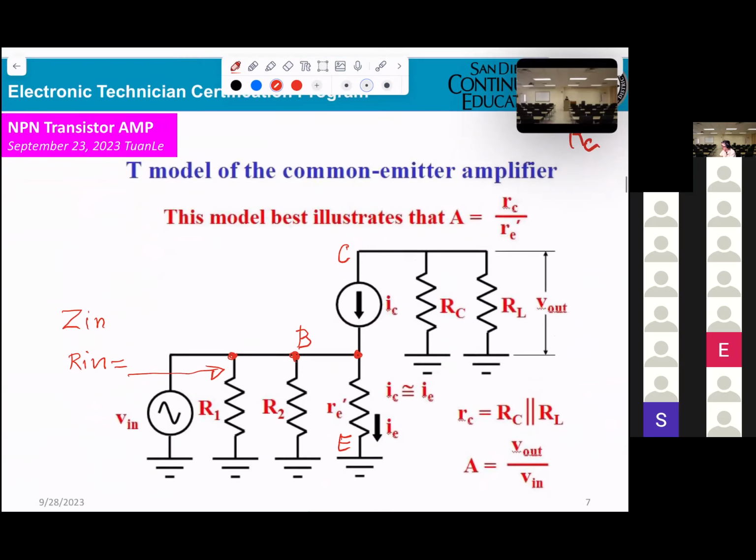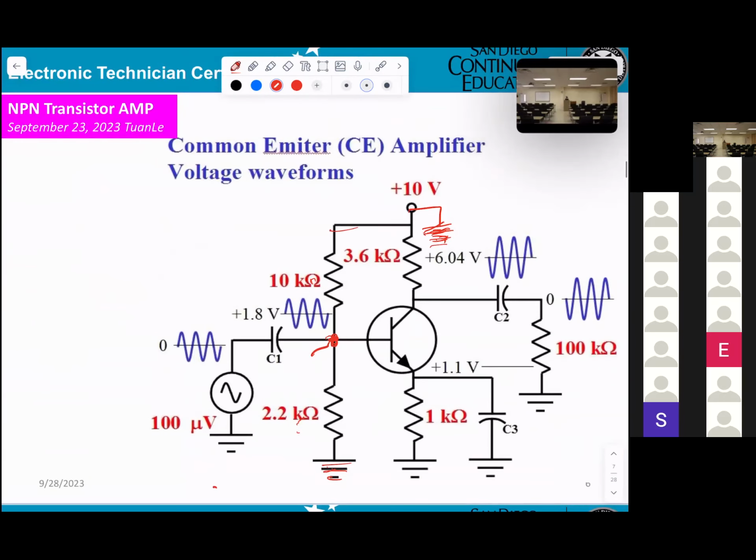Okay. Tell me about the 3.6K here and the 100K here. The 3.6K, this is the collector. One side is the collector, the other side connects to 10 volt. However, now it will be ground. So they will go this way. That's the 3.6K.